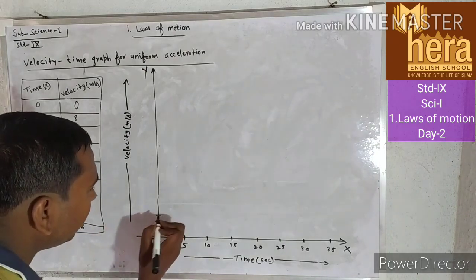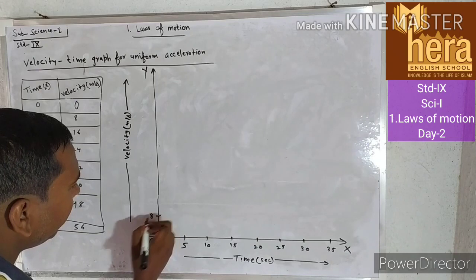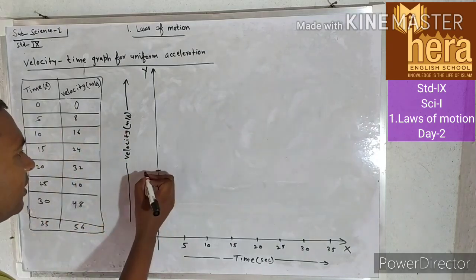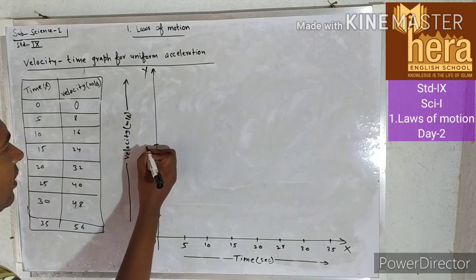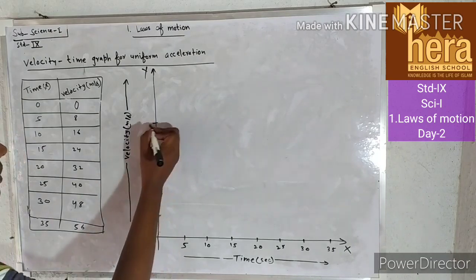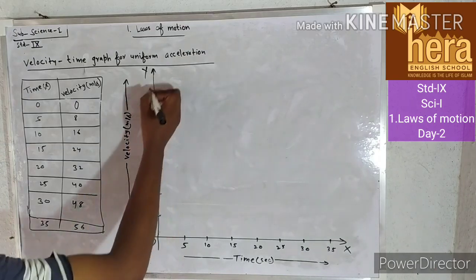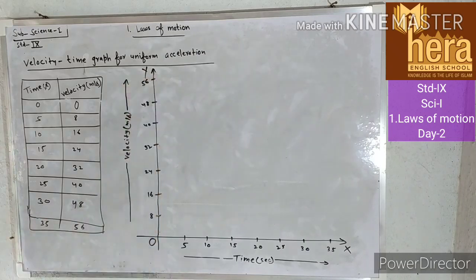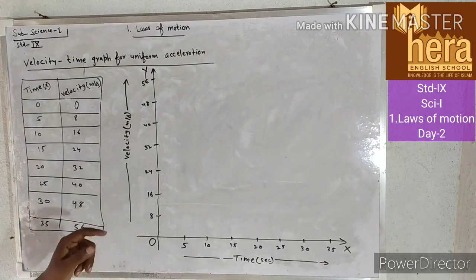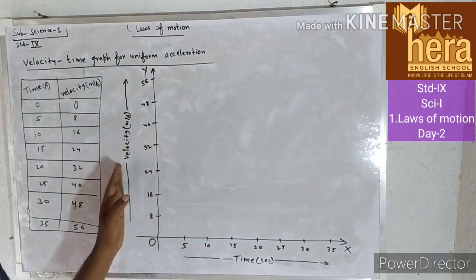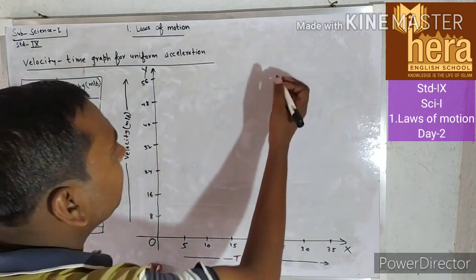It means here we can write 8 meter per second. Here will be 16 meter per second, 24, here will be 32, 40, 48, 56. Okay. Now see scale. In the previous graph I forgot to write scale, but this time I will write scale.